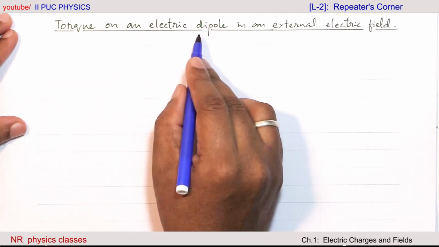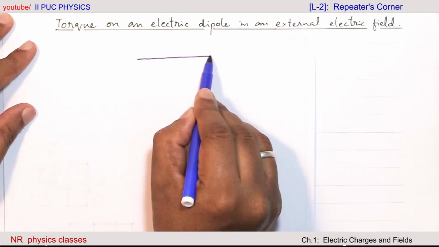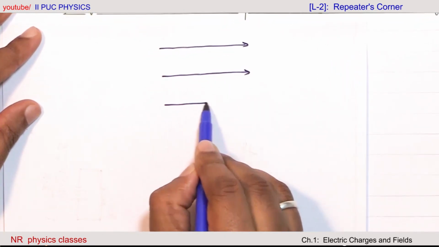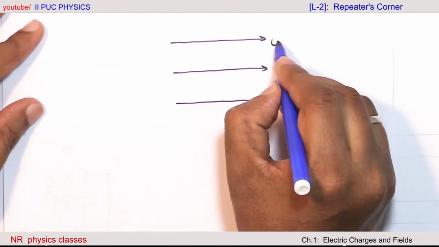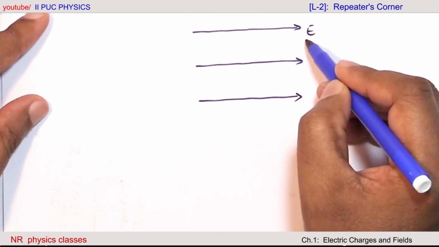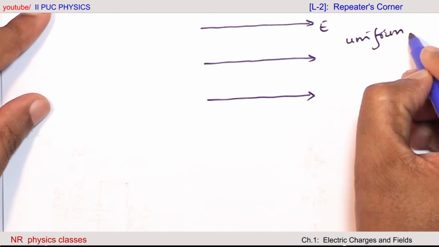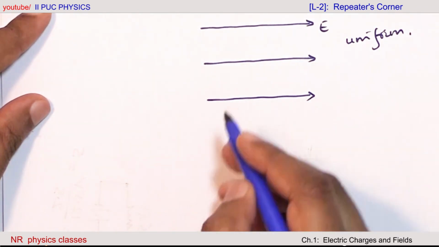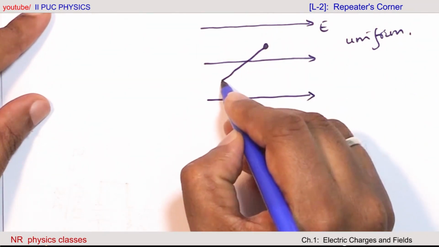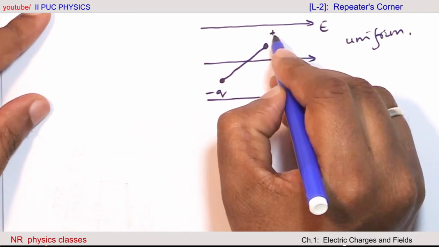Torque on an electric dipole in an external electric field. This is a uniform electric field. If electric field is represented by equidistant and parallel lines, then this electric field is uniform. Let us keep a dipole. Dipole is two equal and opposite charges separated by small distance, something like this.